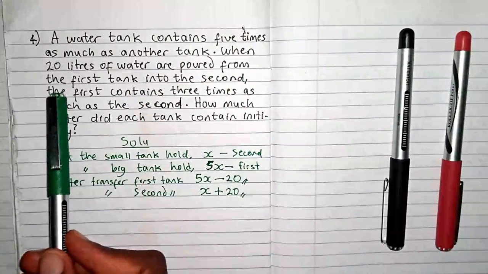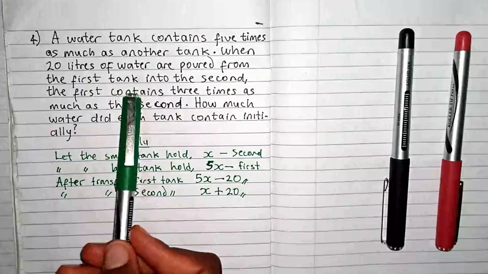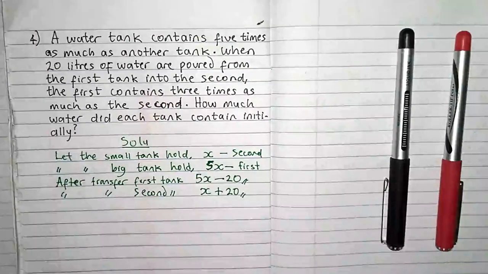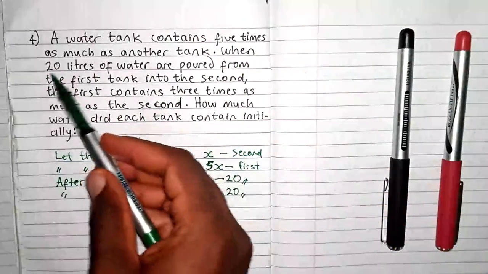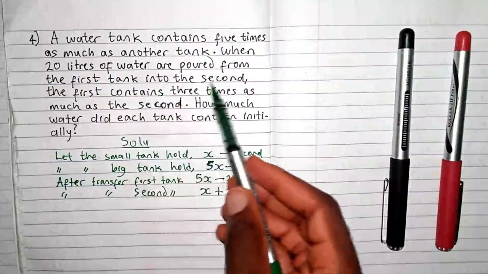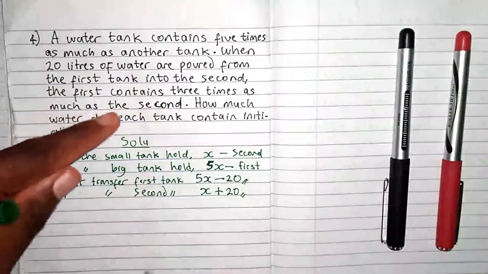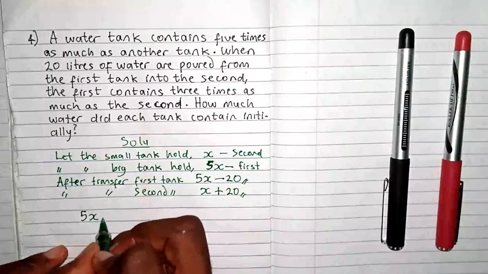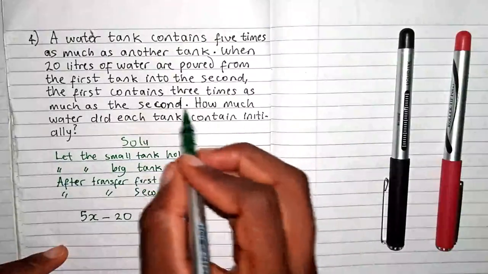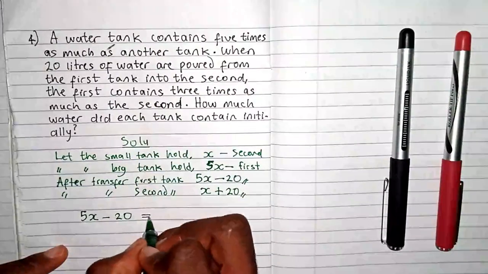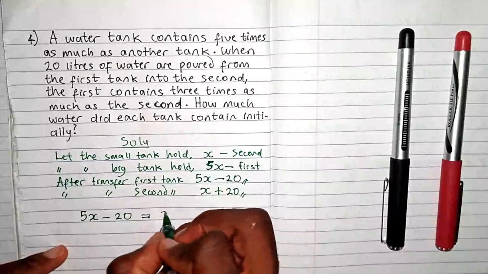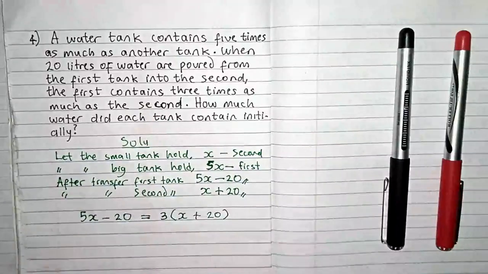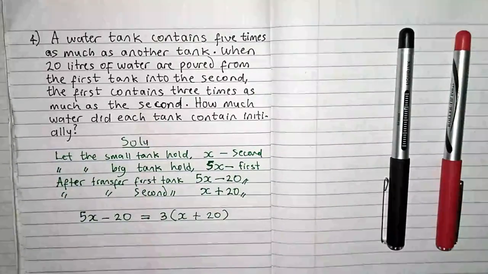The first contains 3 times as much as the second. Okay. It definitely means that when the 20 liters of water are poured from the first tank into the second, the first tank, where is the first tank? This one. The first tank equals 3 times as much as the second tank. Good. We have our equation. Now let's quickly solve it.